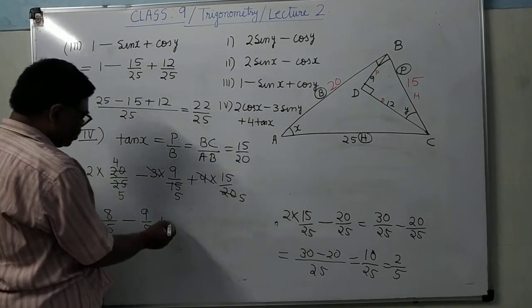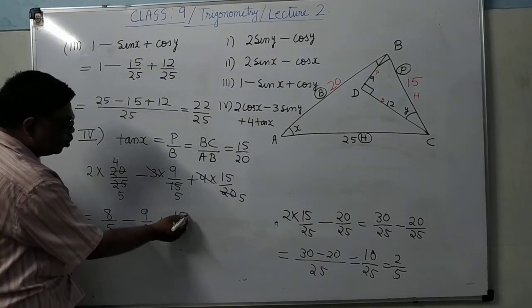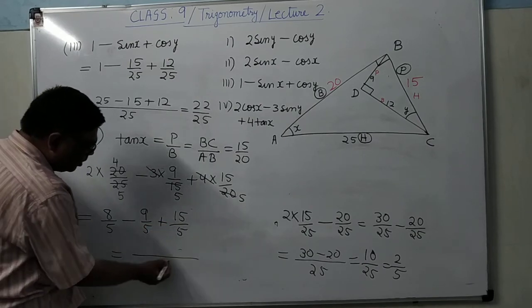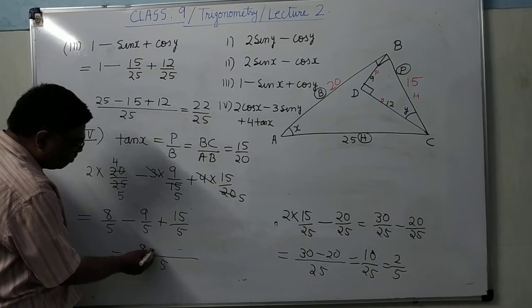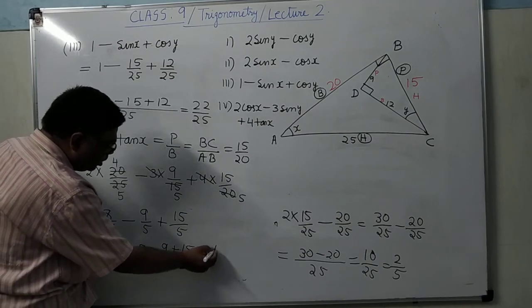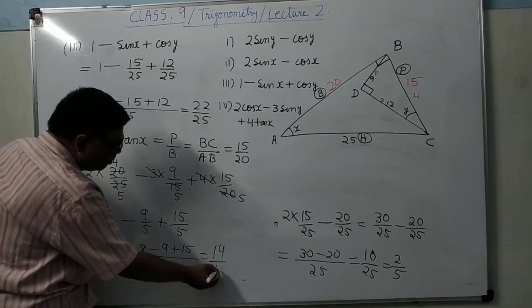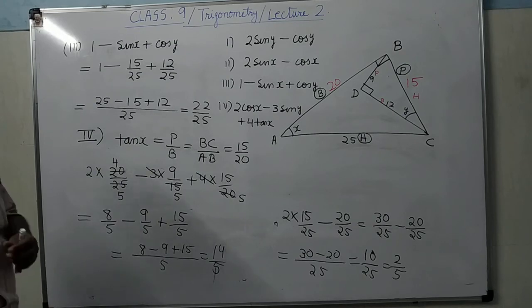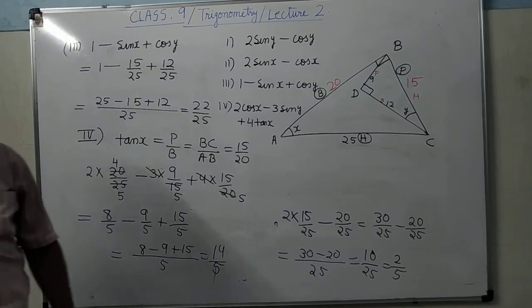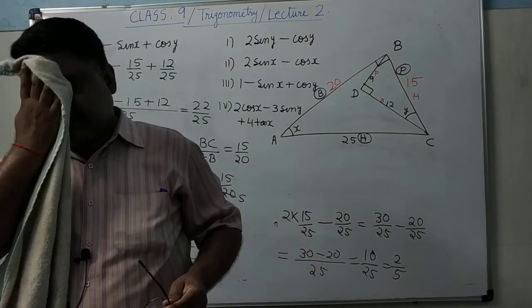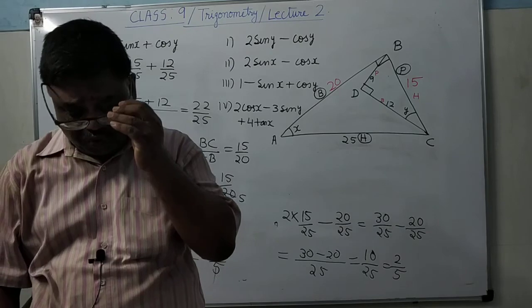So this is 9 upon 5 plus 4 fives are 20. It's clear? You can write here 15 upon 5, though you can write 3 also, but I am not writing here. So 8 minus 9 plus 15. So it will be 14 upon 5. 14 upon 5. So on the triangles I have explained 2 questions. It is clear? I think these questions will be clear to you.